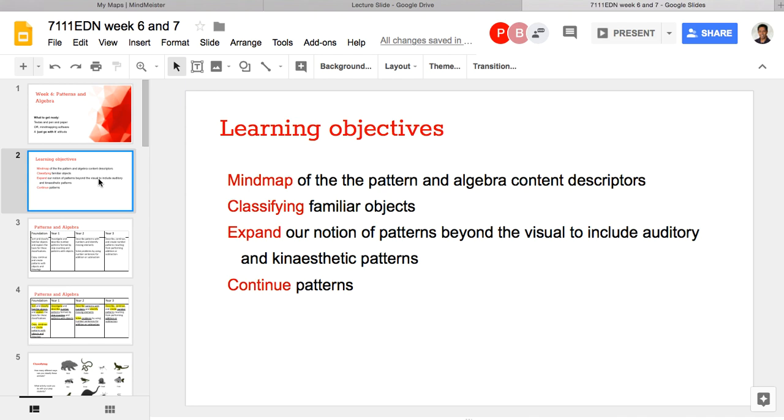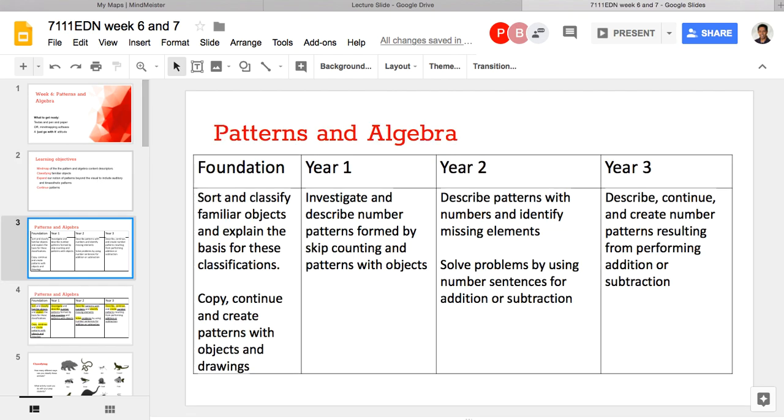And by looking at auditory and kinesthetic patterns, not only do we hit a cross-curriculum, educational imperative, but we're also widening the experience of students as well. Yes, there are visual patterns and they are the majority of patterns that we do in mathematics, but we can also see patterns in other areas as well, such as music and such as dance. So let's move on to the content descriptors.